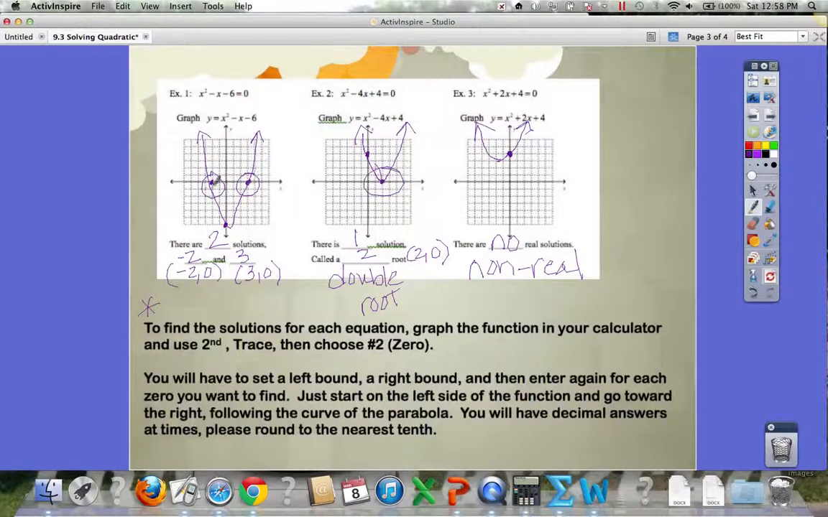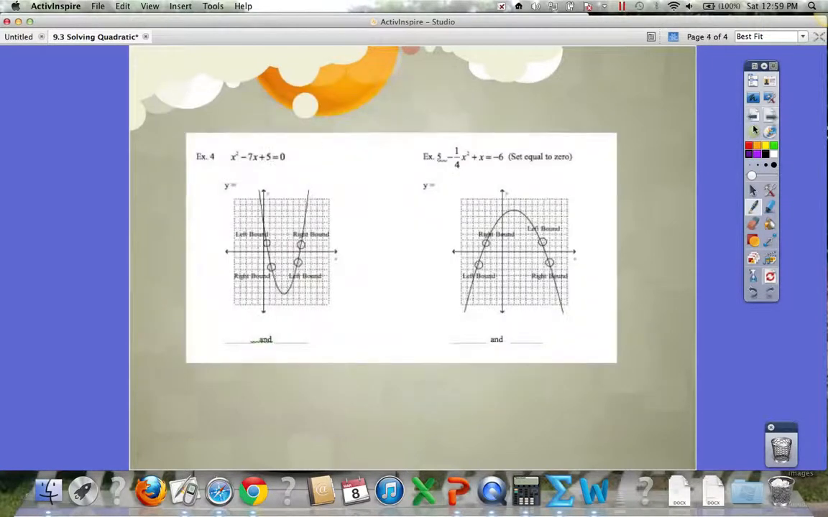So you might have to do it twice. If you had a system like this, you would have to do it twice. All right, just start on the left side of the function and go towards the right, following the curve, whichever way it goes. And then you will have decimal answers at times. And if you do, please round to the nearest tenth. So let's do some so you'll see what I'm talking about. Okay, here's a prime example.